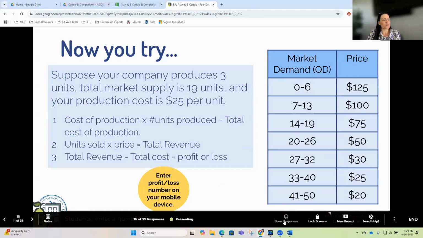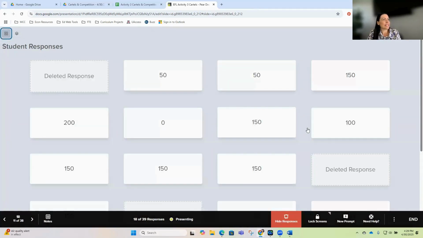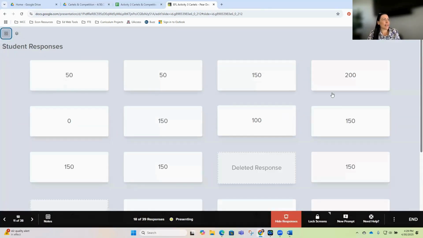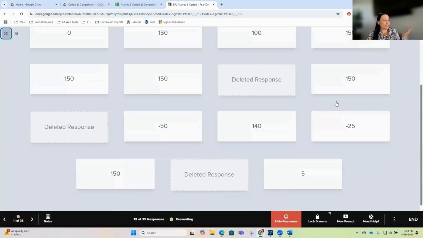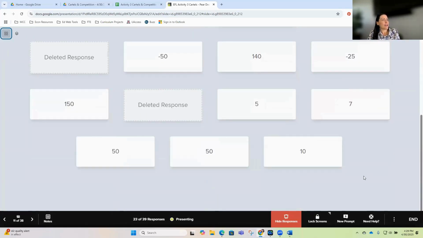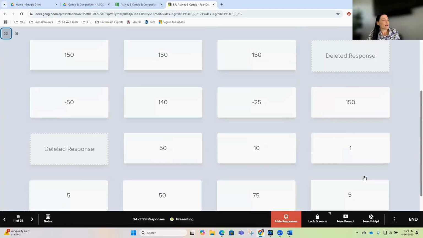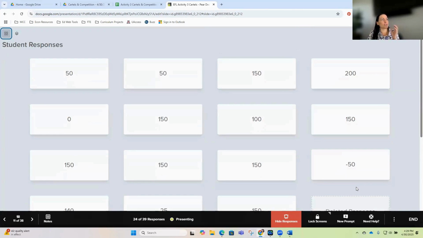Okay, I see some answers popping up, so we're going to check on those. I see a lot of 50s and 150s. And, oh, you can do a negative. So a negative 50, 140. Some are still being entered. 100. It looks like the most common answer is 150. And then I see some 50s and some negative 50s.